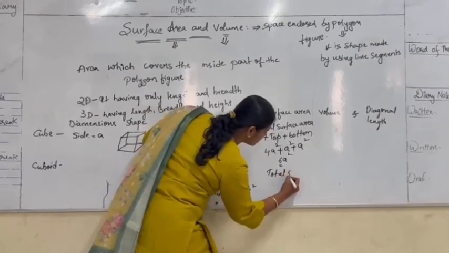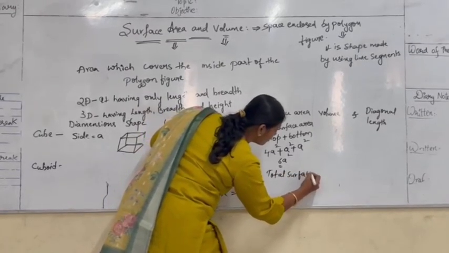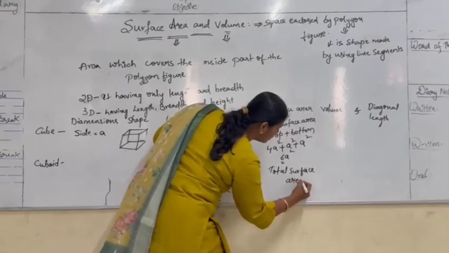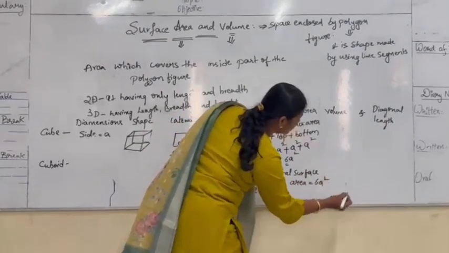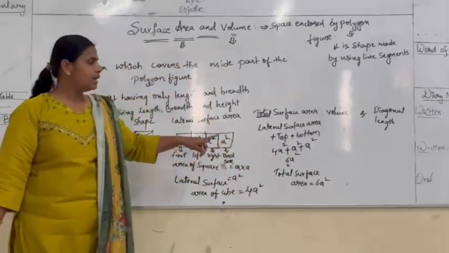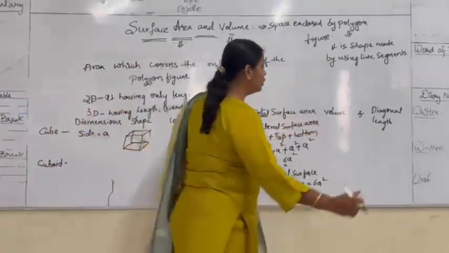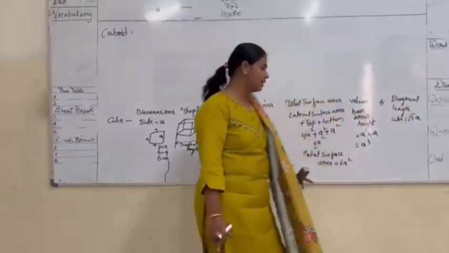Total surface area is equal to 6A square. And while coming to volume, it is nothing but the space diagonal length.